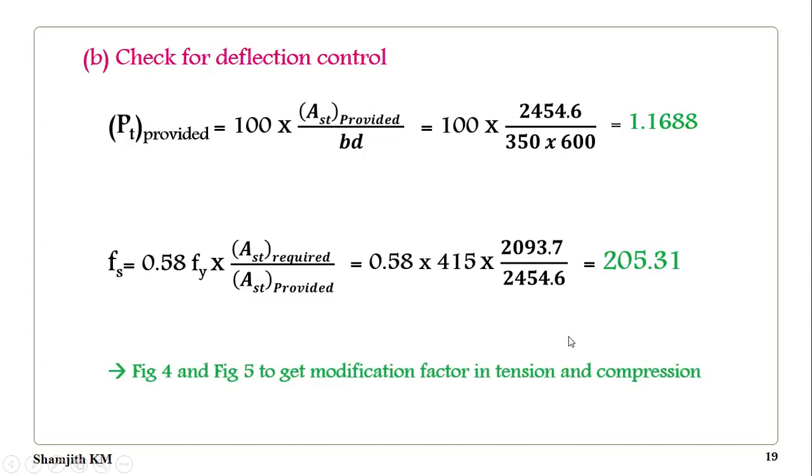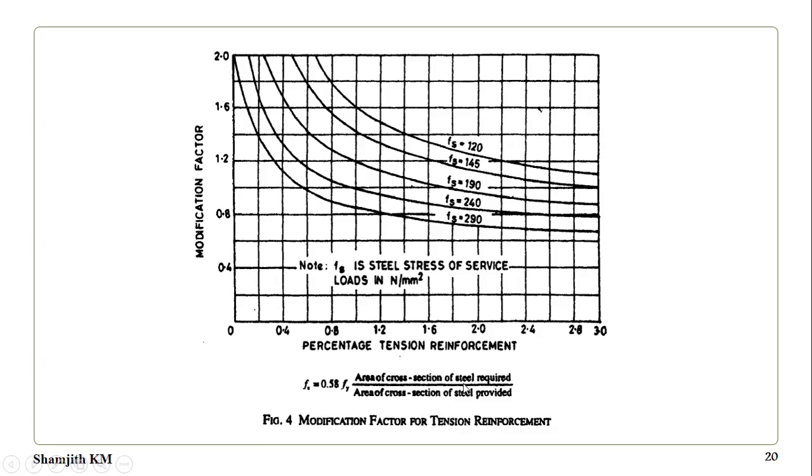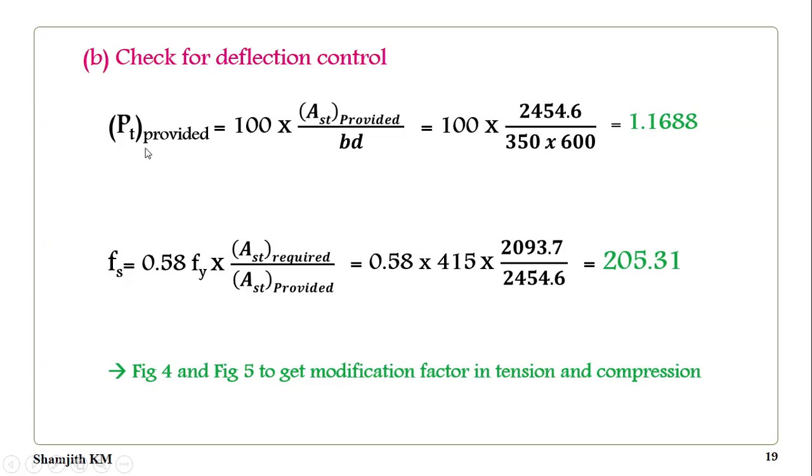After that, we will be going to our IS code, figure 4 and figure 5, to get the modification factor in tension and compression. So this is figure 4. We have the equation Fs is equal to 0.58 into Fy into Ast required by Ast provided. Here we will be getting the value Pt provided as 1.1688 and Fs as 205.31.